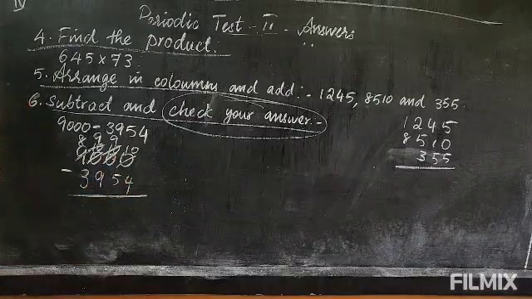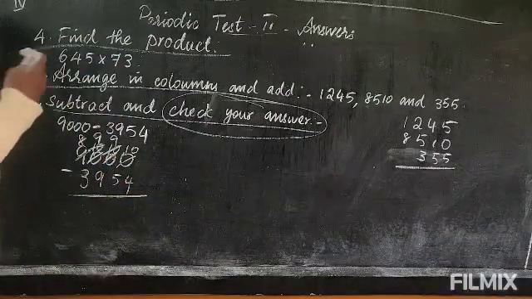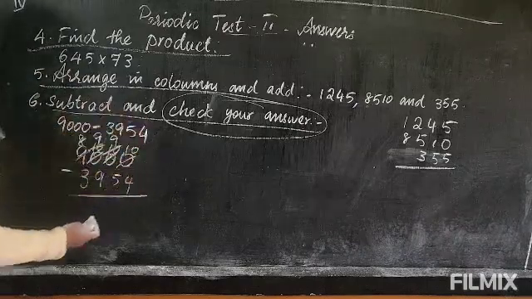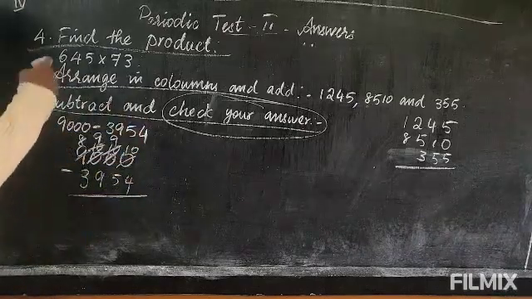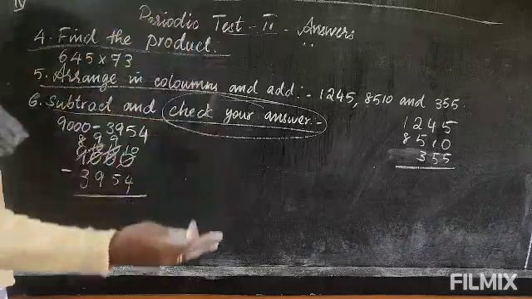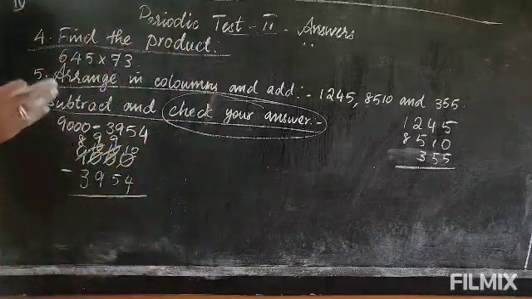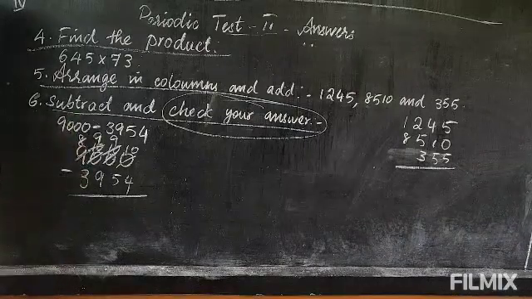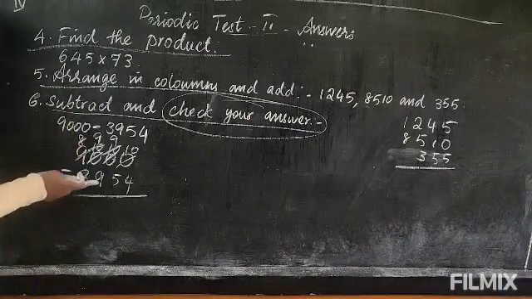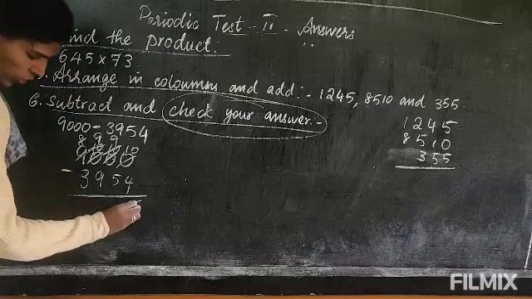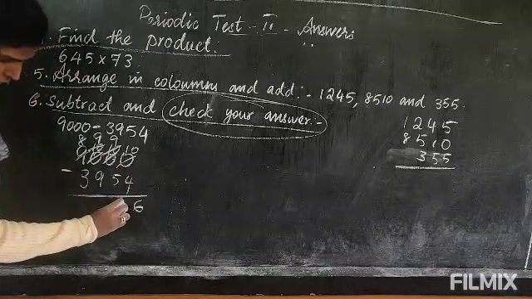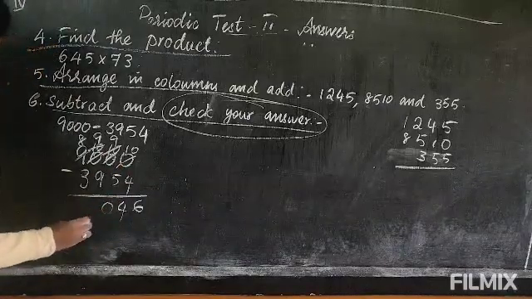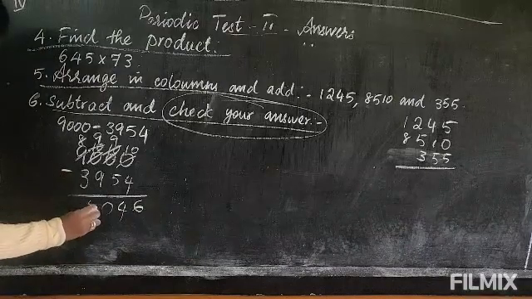That way only you can pass the borrowing numbers. You cannot borrow from one digit to another after 2 digits or 3 digits. You can borrow from the next digit only. Okay, so after borrowing now you can subtract. 10 minus 4, 6. 9 minus 5, 4. 9 minus 9, 0. 8 minus 3, 5. So this is the answer.